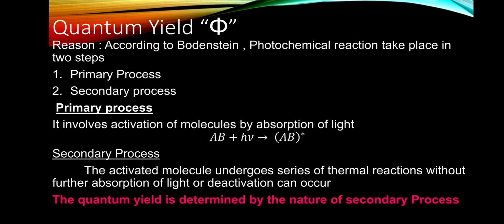The reason is, according to the scientist Bodenstein, a photochemical reaction takes place in 2 steps. The first step we call the primary process, the second step we call the secondary process. The primary process is the process where absorption of light takes place. So the molecule absorbs light and is converted to an activated molecule, AB star. So AB absorbs light and is converted to AB asterisk.